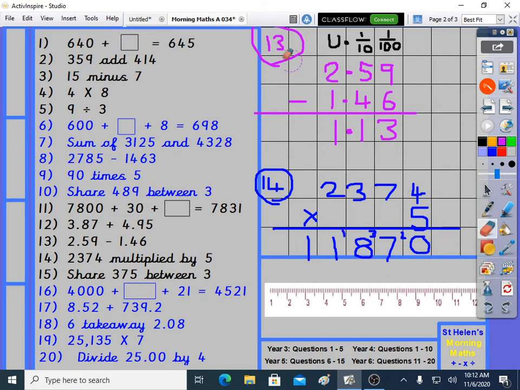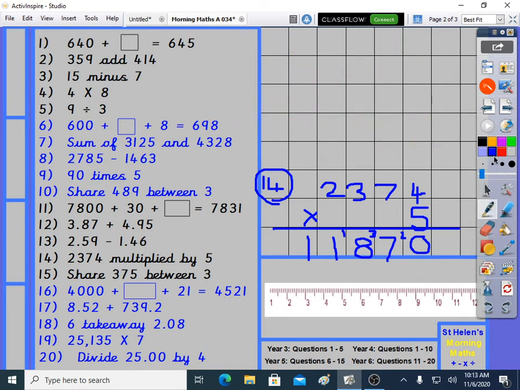And we're on question 15. What's that? Share, so divide. A very simple little question for year 5s, isn't it? As I often say, we've got to be able to do the easy stuff as well as the more difficult stuff.